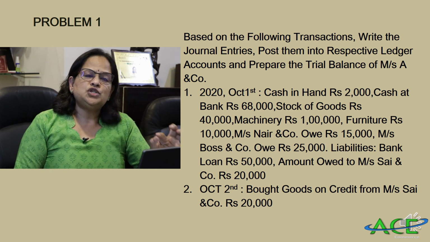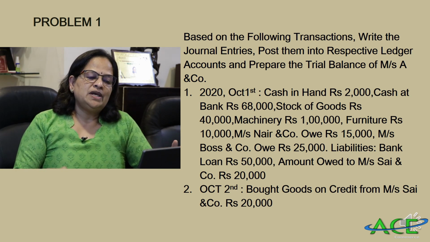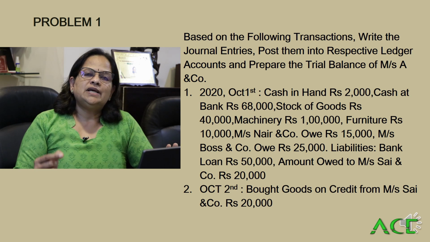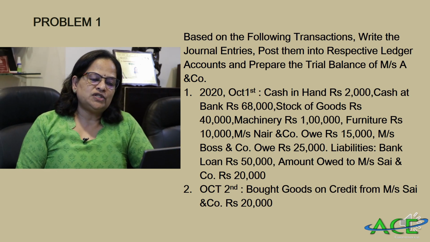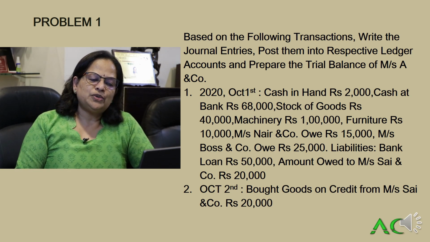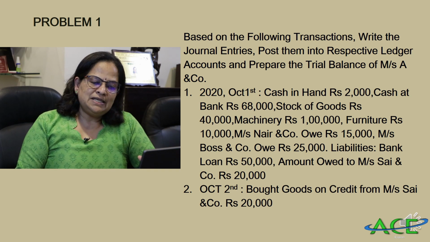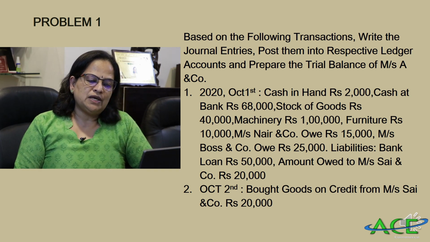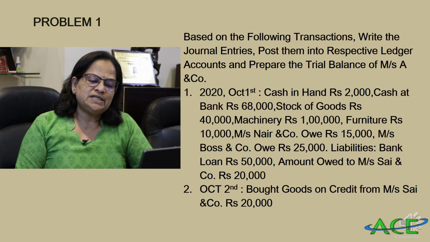So the first transaction, 2020 October 1st: cash in hand rupees 2,000, cash at bank rupees 68,000, stock of goods rupees 40,000, machinery rupees 1 lakh, furniture rupees 10,000, Messrs. Nair and Company rupees 15,000, Messrs. Boss and Company rupees 25,000, and liabilities: bank loan rupees 50,000, amount owed to Messrs. Sai and Company rupees 20,000.